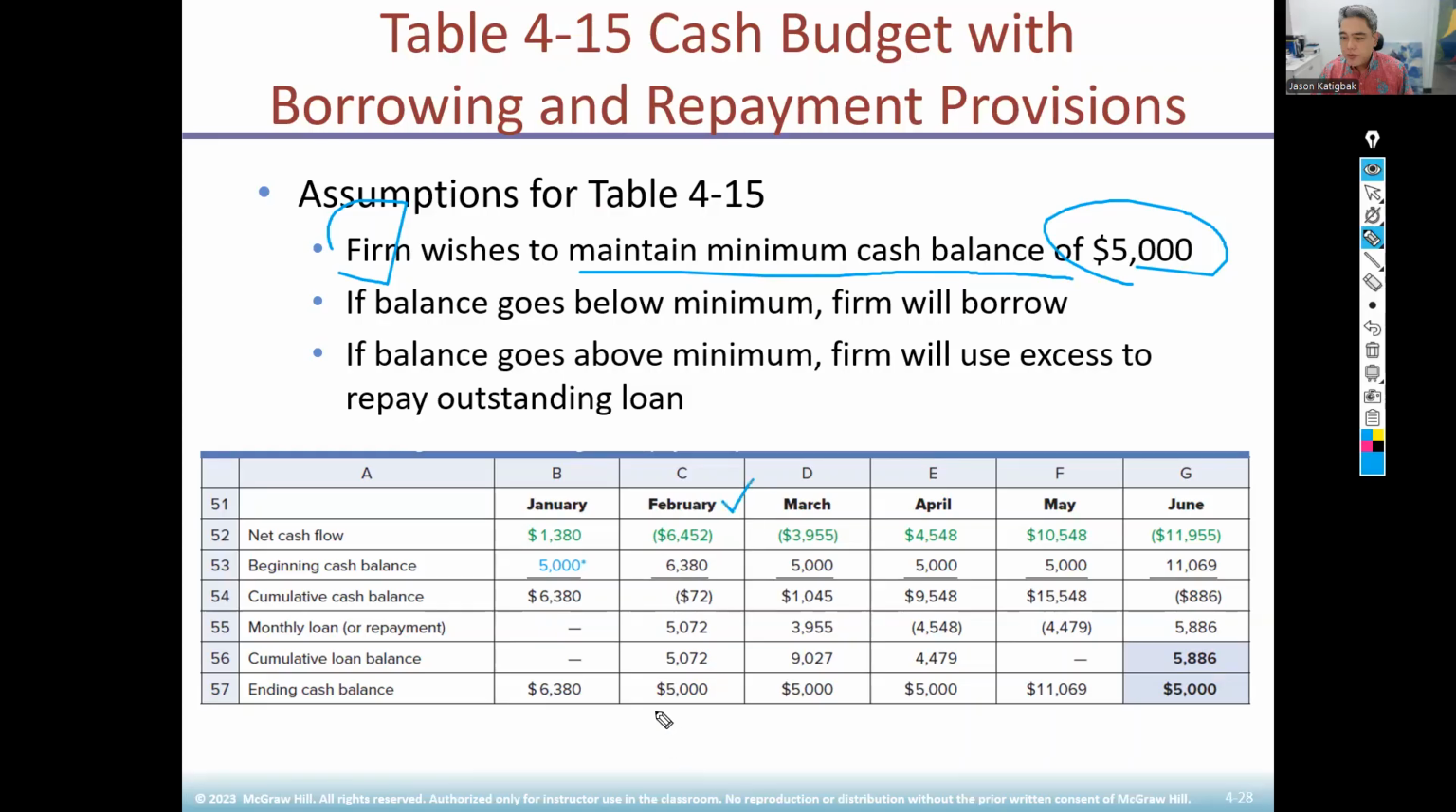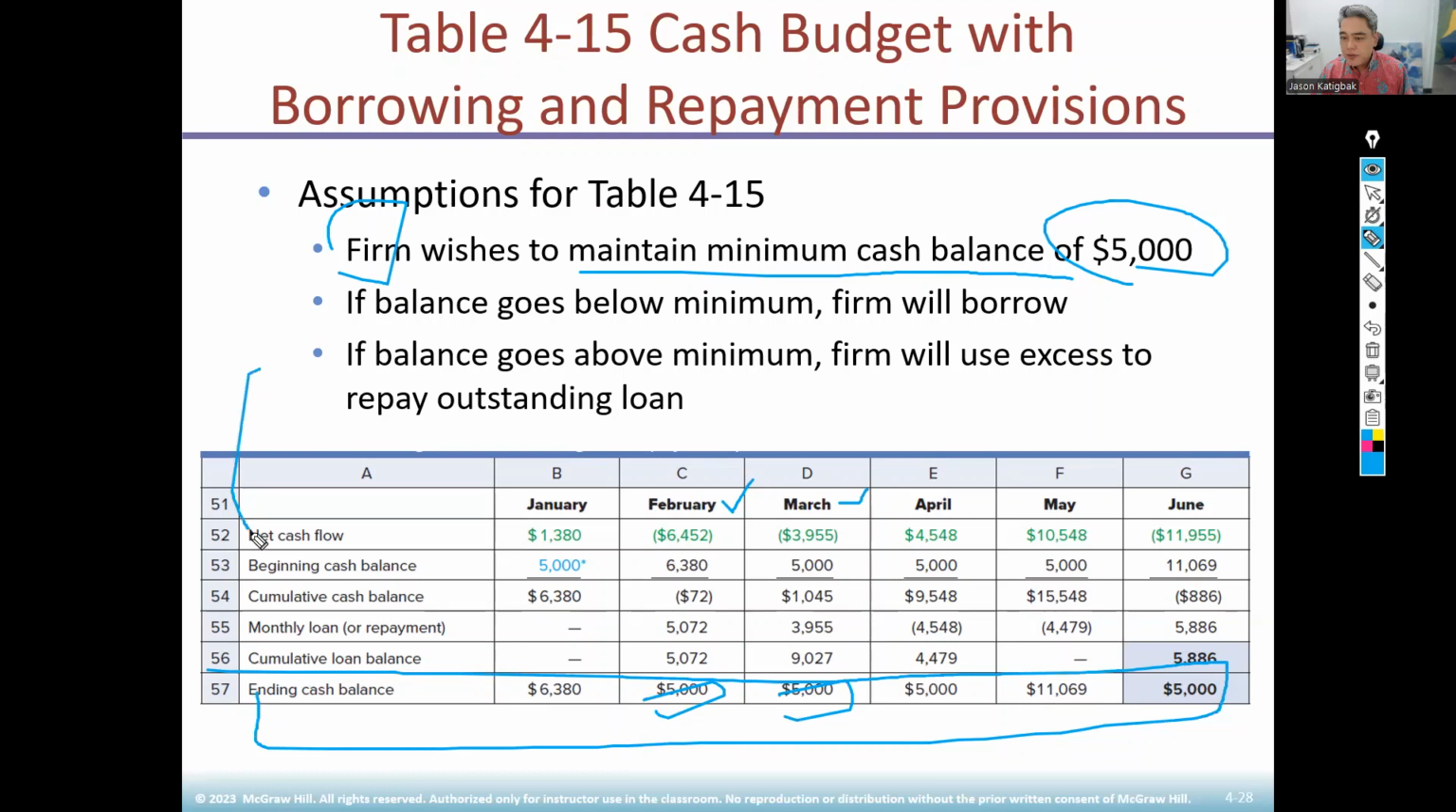If it's February, it's going to be 5,000. If it's March, it's always going to be 5,000. That's your ending cash balance. It's a given. But you need to know both on the cash inflow and outflow. So this is the net. So the net cash flow is basically cash receipts minus cash payments.